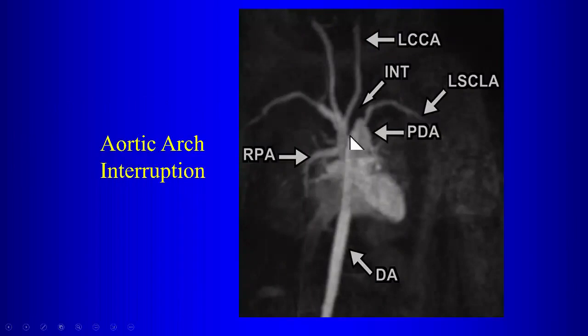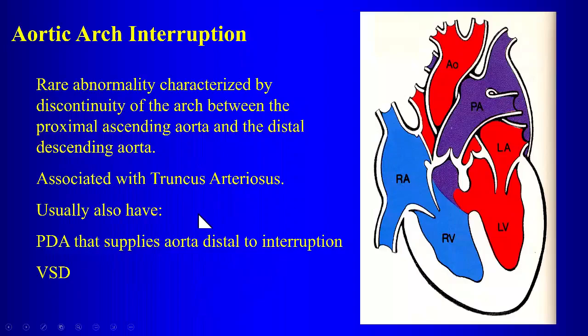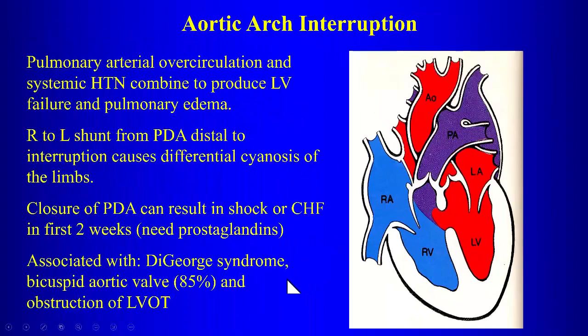So this is where congenitally, just like you can have coarctation, imagine if that progresses, right? It becomes really severe to the point where there is no communication. Then you get interrupted aortic arch. So it's discontinuity of the arch between the ascending aorta and the distal descending aorta. So this can be associated with truncus arteriosus. There has to be a PDA to supply the aorta distal to the interruption, and often it's also associated with a ventricular septal defect, so aortic arch interruption.